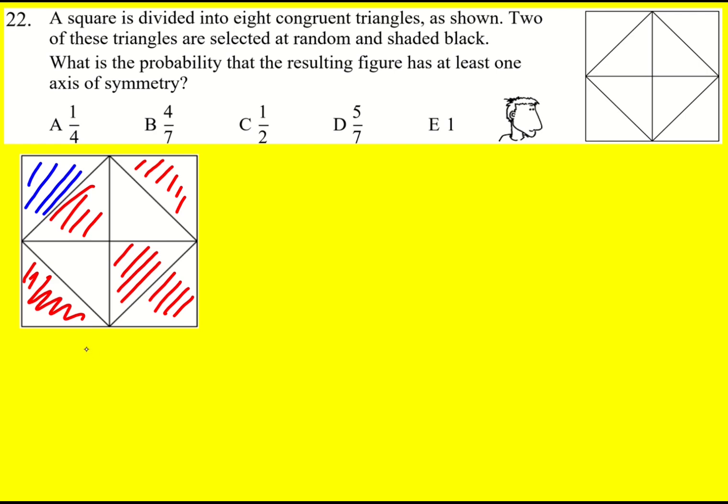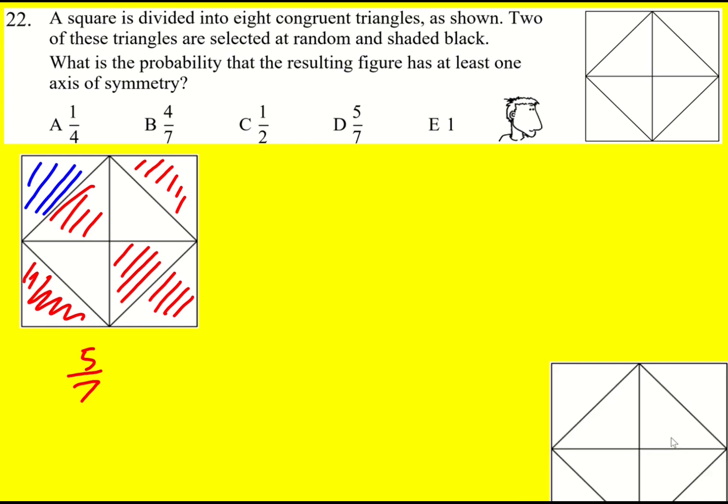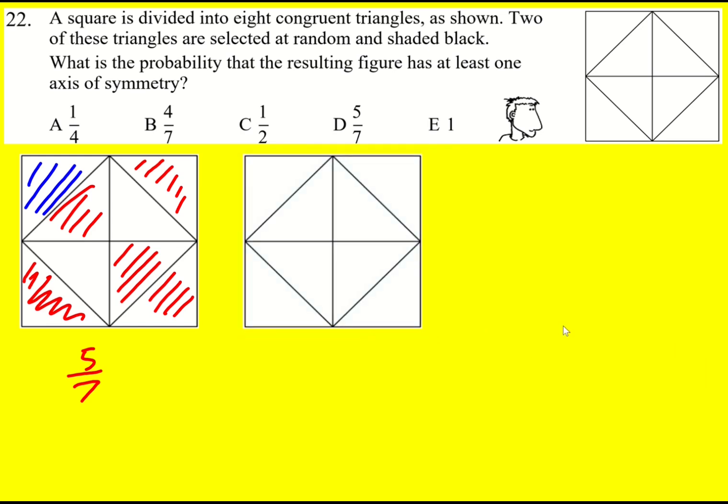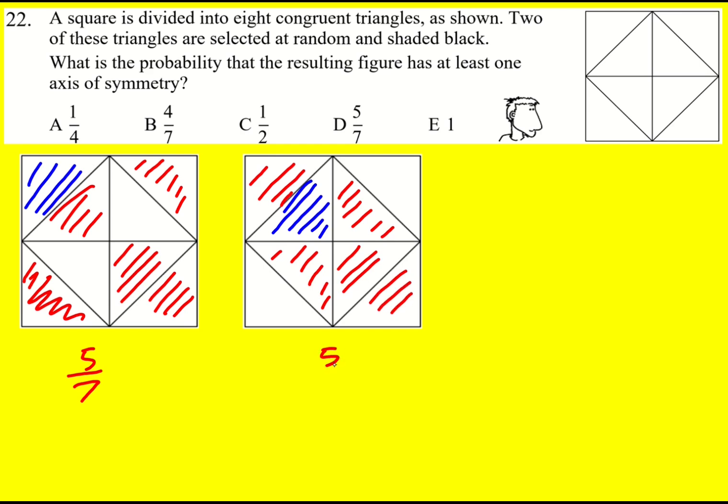There's actually a 5/7 chance of then getting at least one axis of symmetry. Now that's not the final answer, because we just need to check what happens if we shade one of the inside ones first. So again, without loss of generality, I'm just going to say it's this one here. If I shaded this one or this one, I'd get an axis of symmetry, as I would again down the diagonal. So again, there's a 5/7 chance.